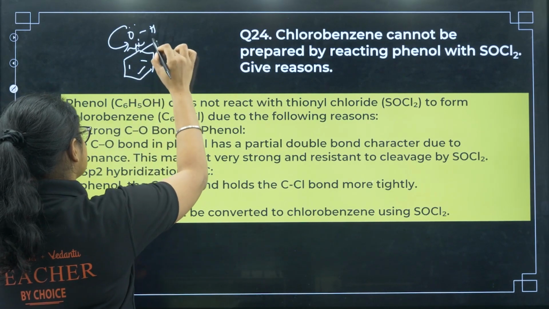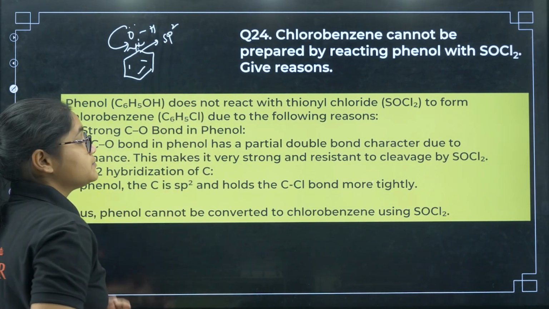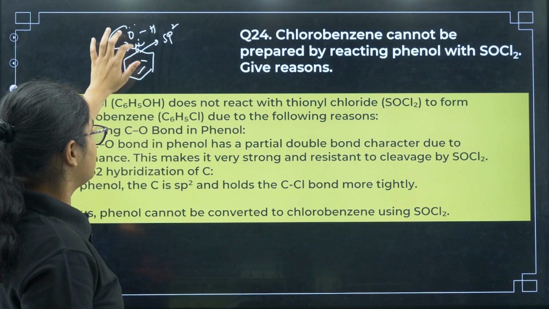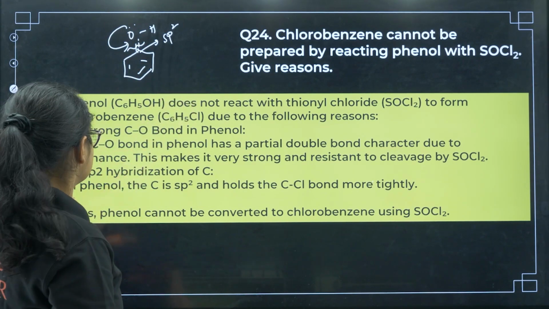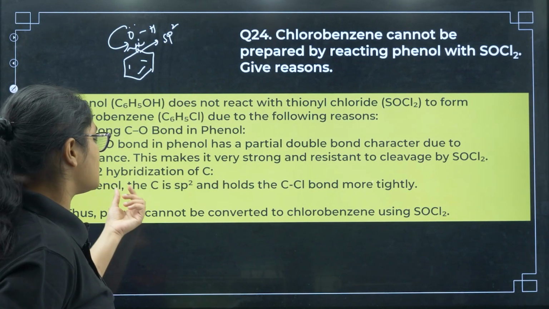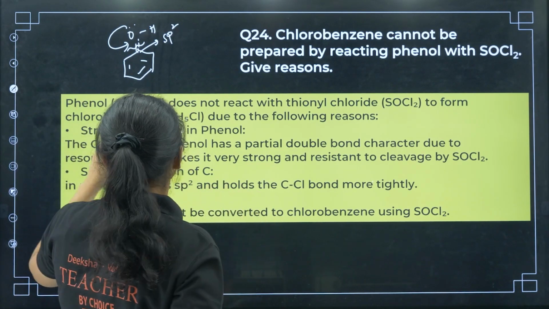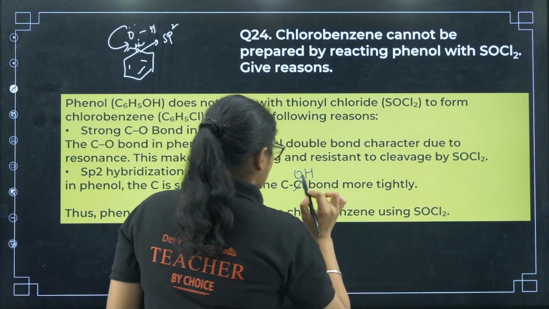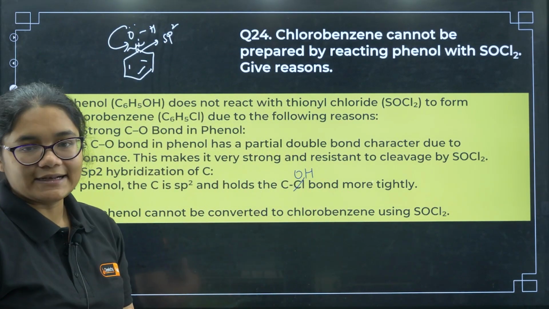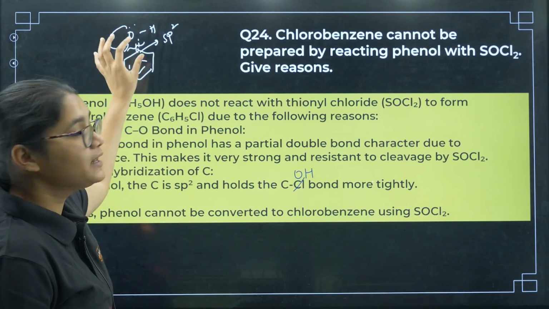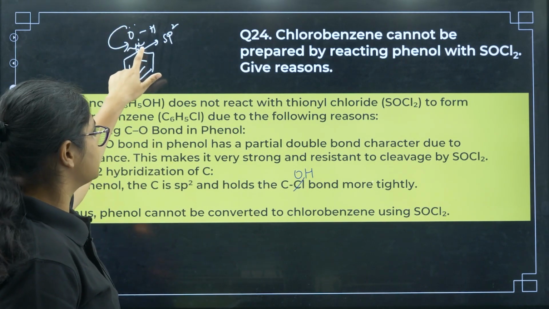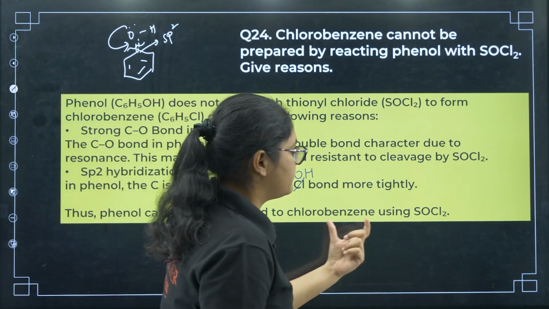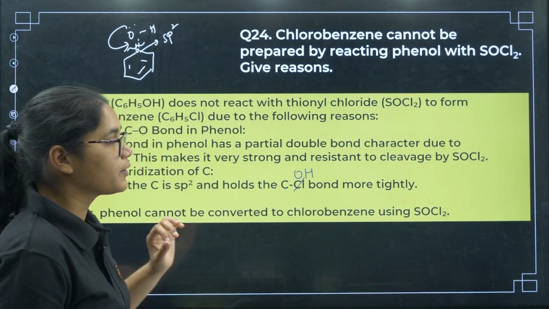Second one is the hybridization of this carbon. This is an sp2 hybridized carbon, and whenever we have an sp2 hybridized carbon, it forms a very strong bond again. So in phenol the carbon is sp2 and holds the C-OH bond more tightly, okay. So this bond is held very tightly because of the sp2 nature of this carbon. Thus phenol cannot be converted to chlorobenzene using SOCl2, okay.